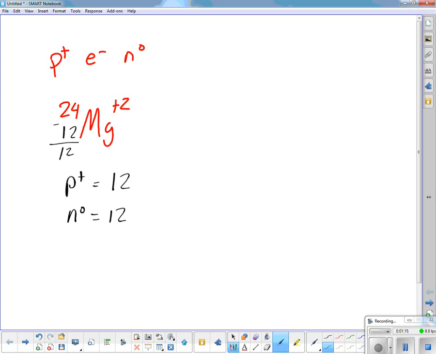And then the electrons, these things change if I have a charge. So if I don't have a charge, the protons and the electrons are the same. If I have a charge, then the electrons change so that I get the charge. Since I have a positive 2 here, that means I have 2 fewer electrons than I do protons. Okay? So 2 fewer electrons would make it 10.